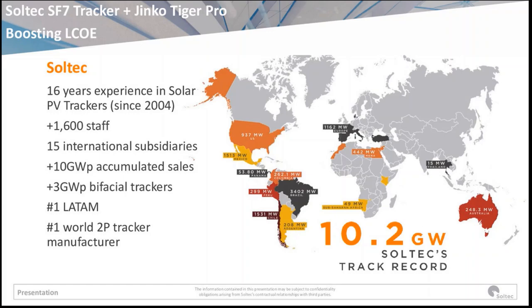Before going to the main topic of this webinar, I would like to give you a briefing about Soltec. Soltec is a leading tracker manufacturer with more than 16 years experience. We have been designing, manufacturing, and installing trackers since 2004. We have a great team with more than 1,600 people all over the world in 15 countries, and we have accumulated more than 10 gigawatts of sales. And we are very proud of being the first in bifacial trackers in terms of installed capacity, with more than 3 gigawatts of projects all over the world. We became the first tracker manufacturer in Latin America, and the first one in two-in-portrait configuration in the world.